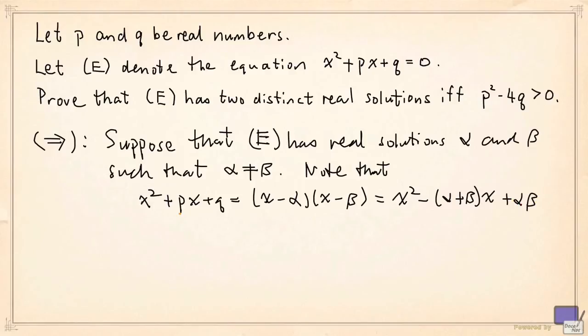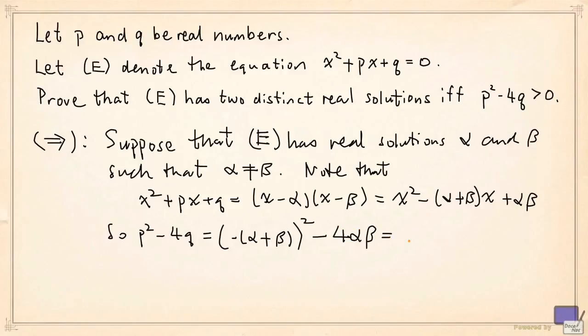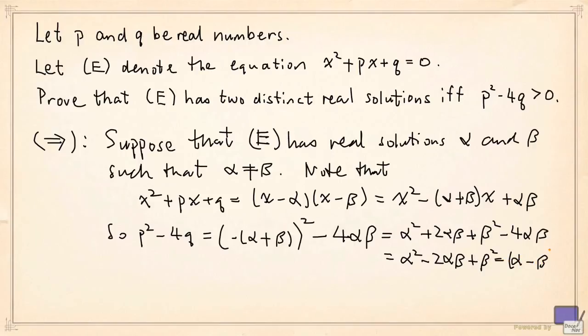By comparing coefficients, we see that p is equal to the negative of alpha plus beta, and q is equal to alpha times beta. So p squared minus 4 times q is given by the negative of alpha plus beta, all squared, minus 4 times alpha times beta. And expanding this, we get alpha squared plus 2 times alpha times beta plus beta squared minus 4 times alpha times beta. And this is alpha squared minus 2 times alpha times beta plus beta squared. But this is a perfect square and can be written as alpha minus beta all squared.